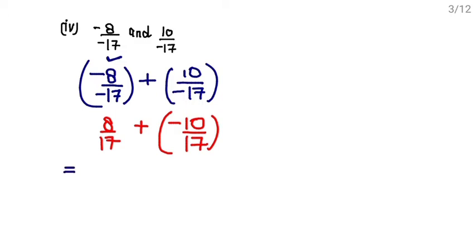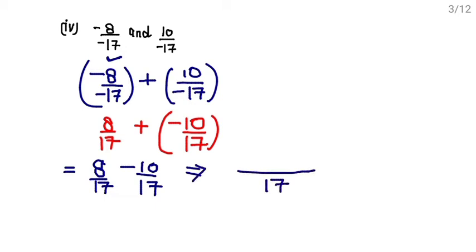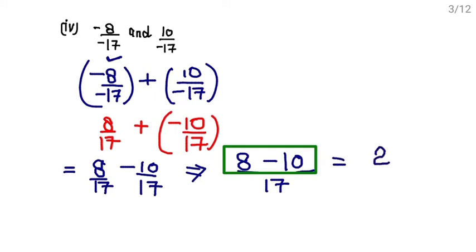Now open these brackets. 8 upon 17 plus minus 10 upon 17. Denominators are same, so write the denominator once, 17, and then write the numerator, 8 minus 10. In the numerator both the numbers have different signs, so these will be subtracted. 10 minus 8 is 2 and the sign will be of the greater numeral, which is minus here, so write minus sign upon 17. So the answer is minus 2 upon 17.